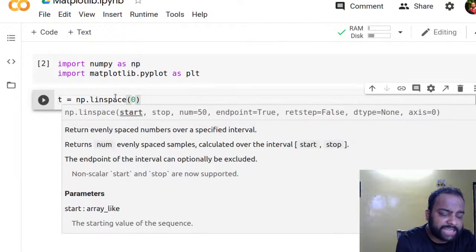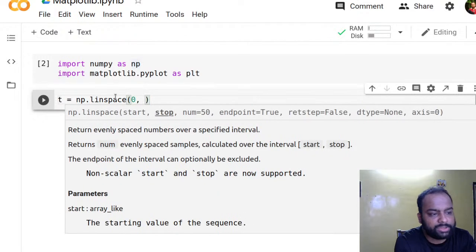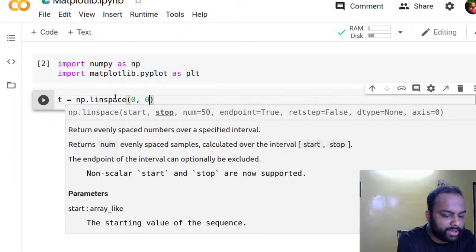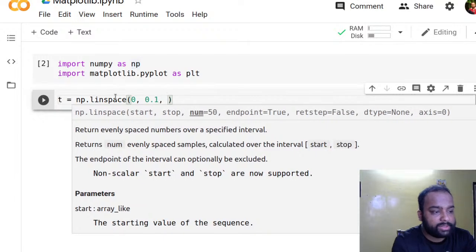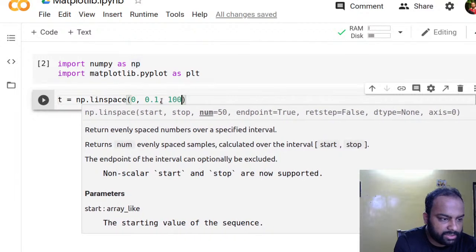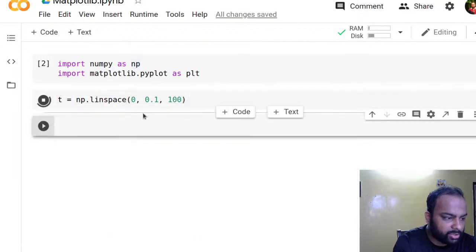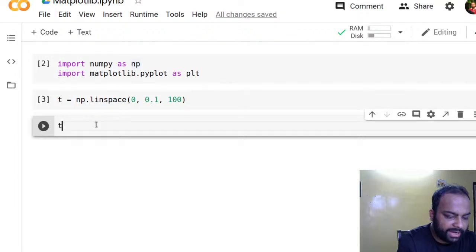linspace. I want to start my time from 0 seconds. I want to stop my time at maybe 0.1 seconds. So time starts at 0 seconds, ends at 0.1 seconds, and how many points do I want to take in that array? Maybe I want to take 100 points. All right. So just to show what kind of array I have created.